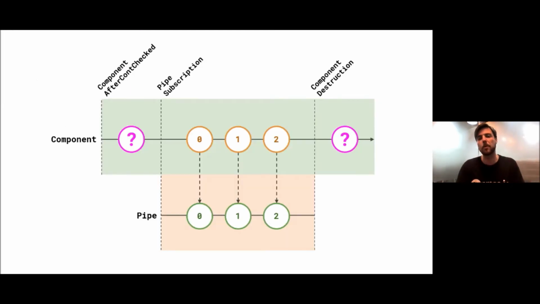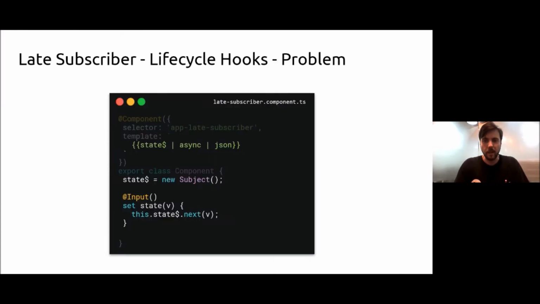What is the late subscriber problem? As several sources are hot, which means emitting all the time, and my components are instantiated and destroyed over time, then I can maybe miss values that are emitted before or after the subscription inside of my component. So if you look at this snippet of code, I take state from my input binding and then I display it with the async pipe in the template, state pipe async. And the problem here is that no values will show up.